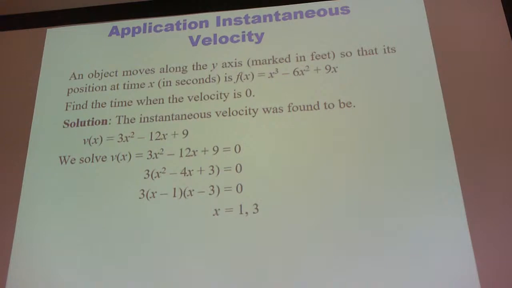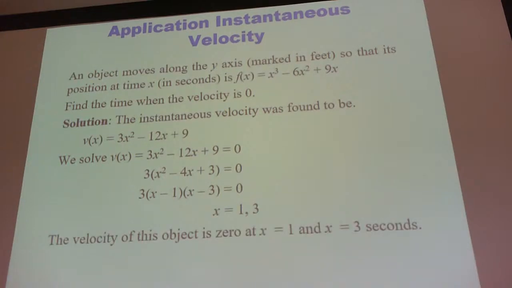Okay? So if I want to know when the velocity equals 0, it happens at 1 second and at 3 seconds. So when is velocity 0? What does that mean? If your car was going 0 miles per hour, what does that mean? It's not going, right? So 1 second and 3 seconds is probably where it started and where it ended. It's not moving. Okay? So everything has meaning. But again, if you're struggling because of algebra, not the derivative, algebra is where you're struggling. Okay? So the velocity of this object is 0 at 1 and 3 seconds.